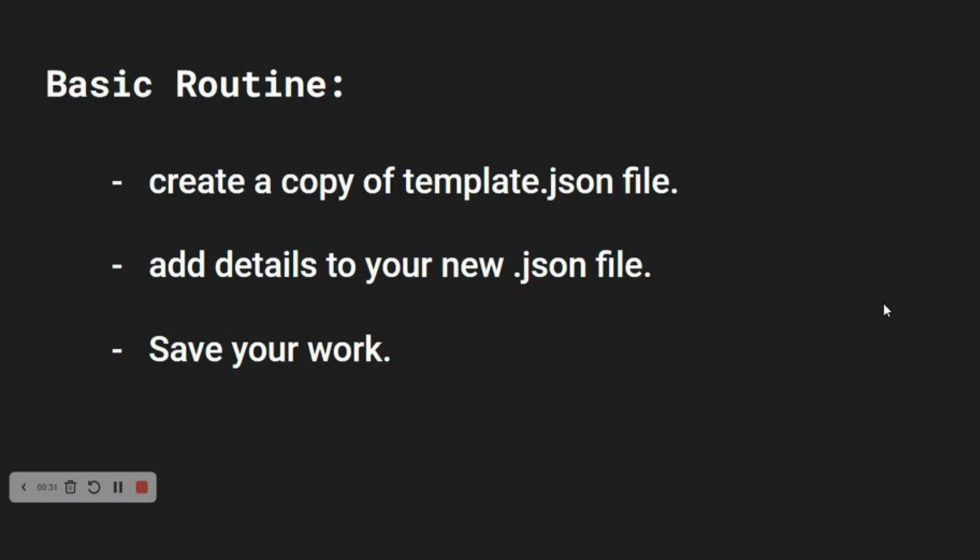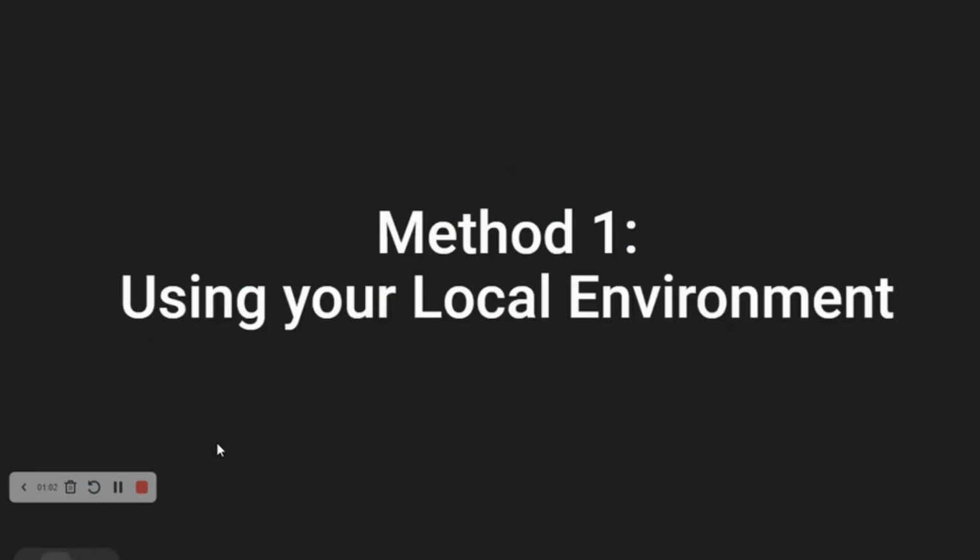The basic routine, in relation to the assignment that you have to accomplish in this lesson, is to create a copy of a file, in this case a file called template.json. The second step is to add details to that new JSON file. And finally, you save your work. Create, add details, and save your work. That's the routine. First, let's explore the first method, using your local environment.